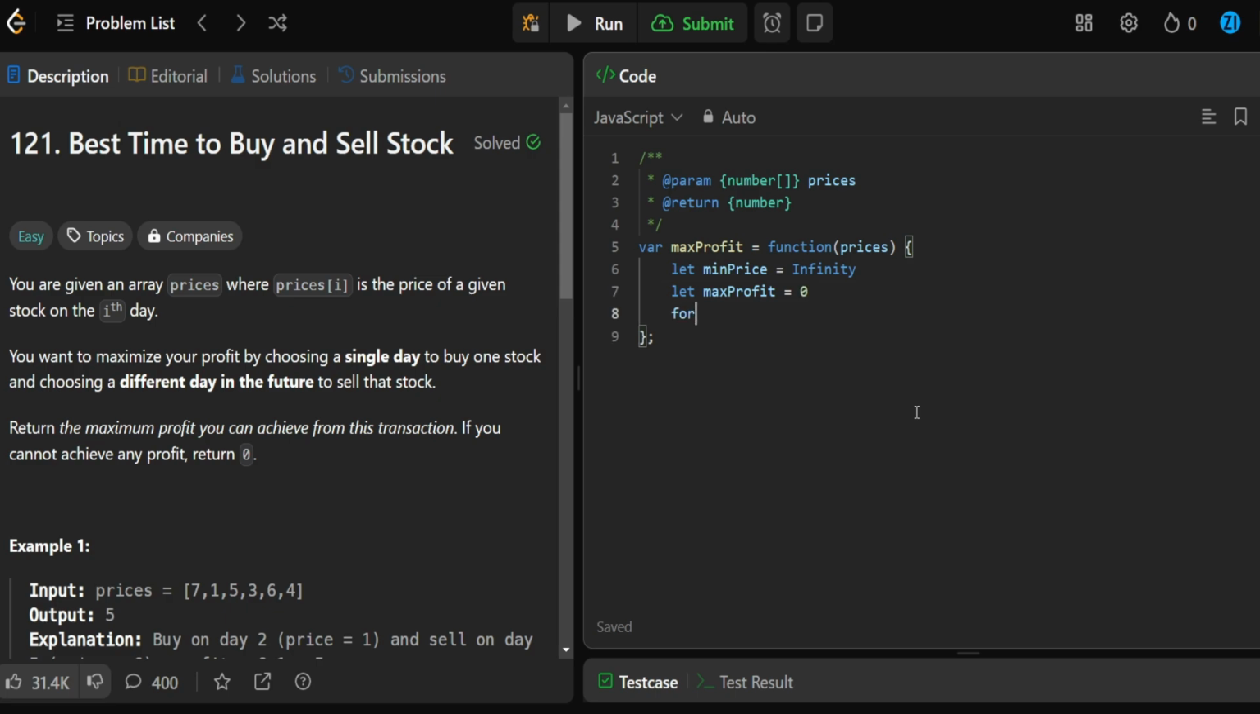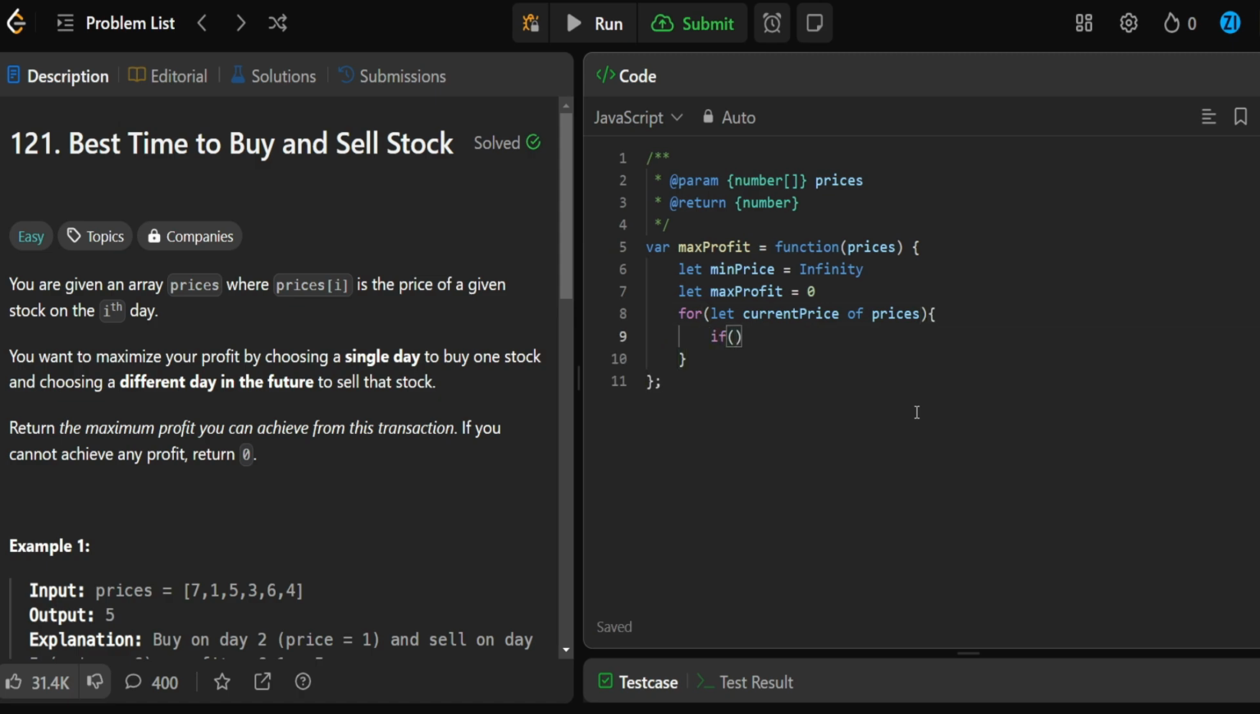Then we're going to loop through our prices. We're going to say for let current price of prices. This is going to give us each price that we have inside of our array. We're going to say, if current price is smaller than min price, well, min price should be equal to current price, just like we saw in the slides.